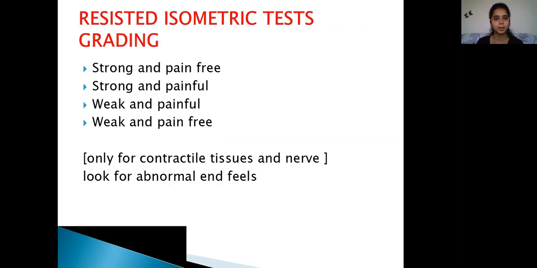Now, resisted isometric tests. You'll have grading as strong and pain-free, strong and painful, weak and painful, weak and pain-free. Now we know that these tests are done for contractile tissues and nerve. So if it is weak and pain-free, it means the nerve is totally damaged and the muscles as well. One should also look for the abnormal end feels.